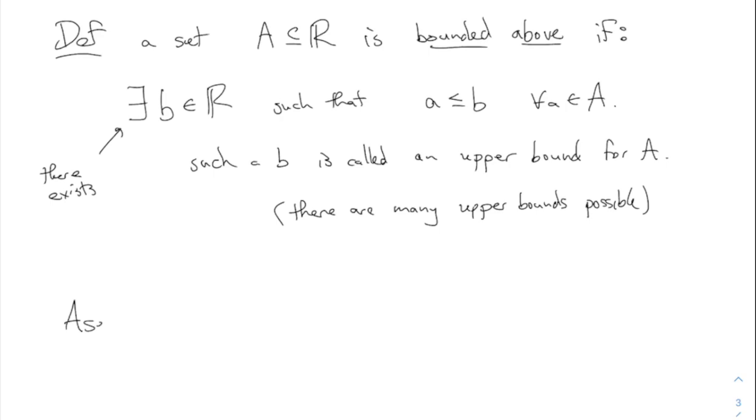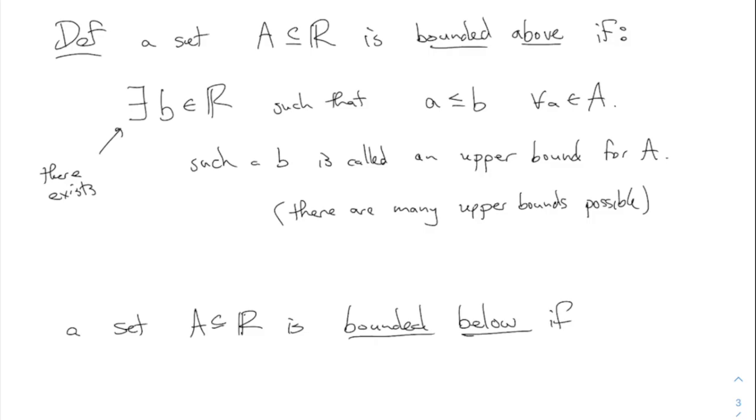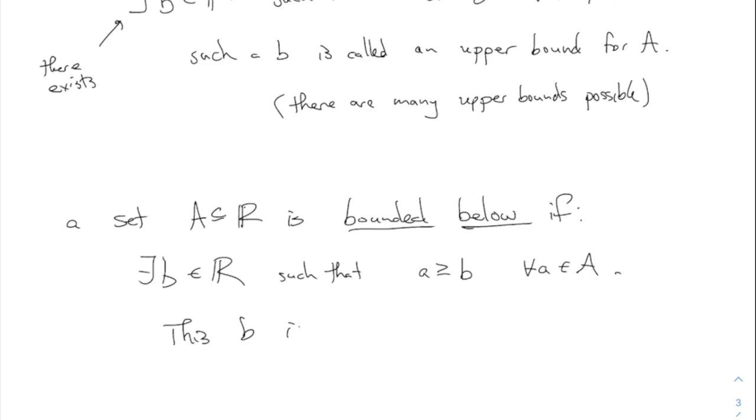A subset of R is bounded below if there exists some B in R, where this B is now called the lower bound, such that A is greater than or equal to B for all A in A. All right? And this B is called a lower bound.